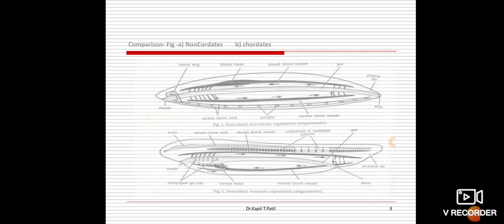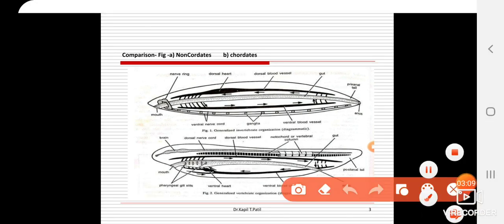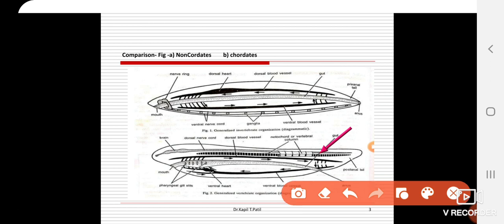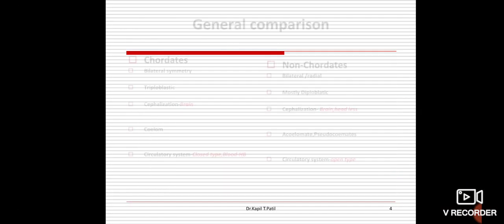See the next slide. In this picture, we can see an image of a non-chordate and an image of a chordate. So this shows the basic difference between chordate and non-chordate. The red arrows show the notochord position. Notochord is present in a chordate and notochord is absent in a non-chordate.